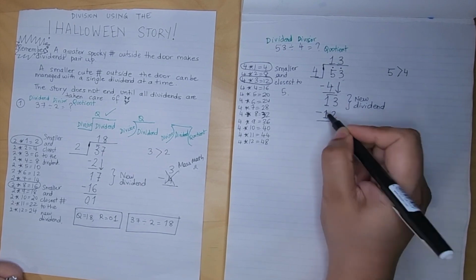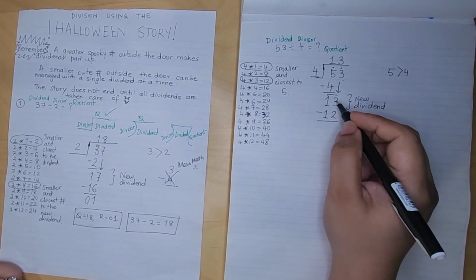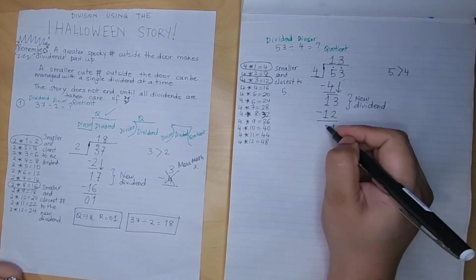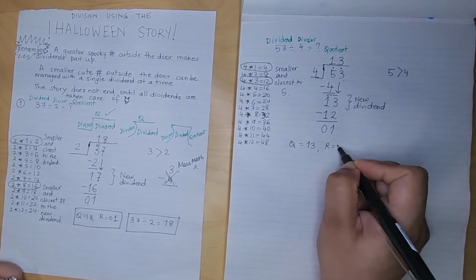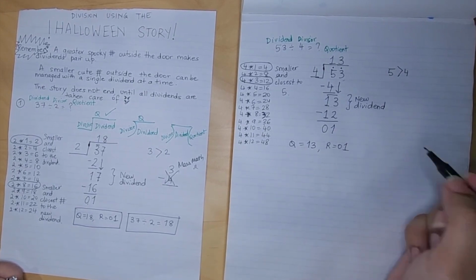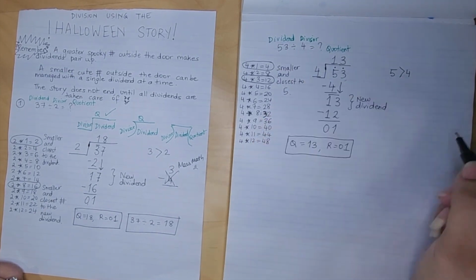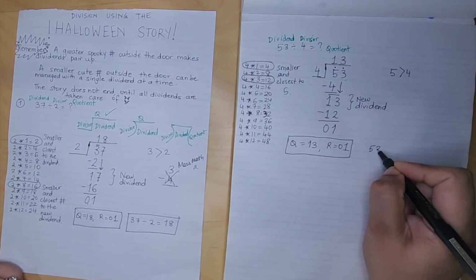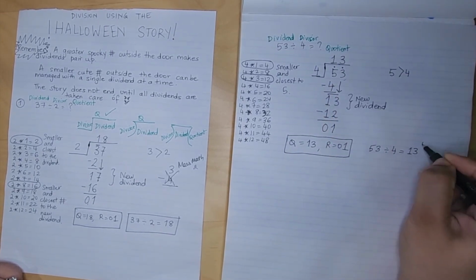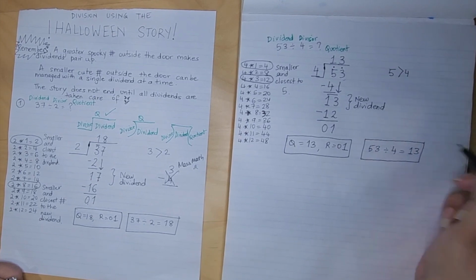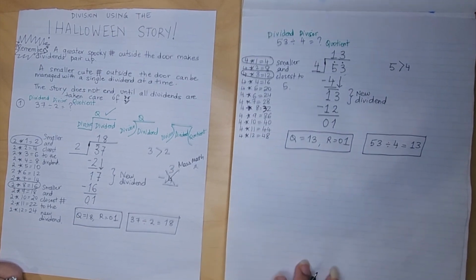You subtract that from the dividend that you had. If you do not know 13 minus 12, you split it up as 3 minus 2 is 1 and 1 minus 1 is 0. So your quotient is 13. Remainder is 1. You can write 0, 1 or 1. That's not a problem. To rewrite our equation up here, or rather to complete it, 53 divided by 4 equals your quotient, which is 13. Fabulous. That's your answer. Good, good.